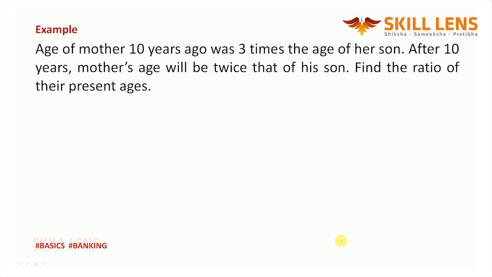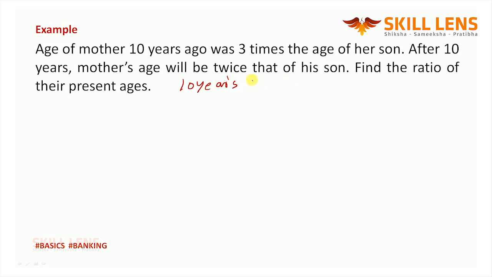Age of mother 10 years ago was 3 times the age of her son. After 10 years, mother's age will be twice that of her son. Find the ratio of their present ages. So if you want the ratio of their present ages, you should know their present ages. So let's see, what's happening 10 years ago?